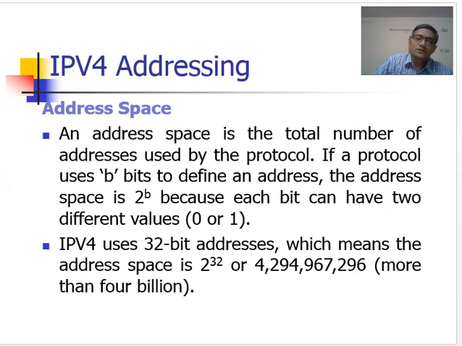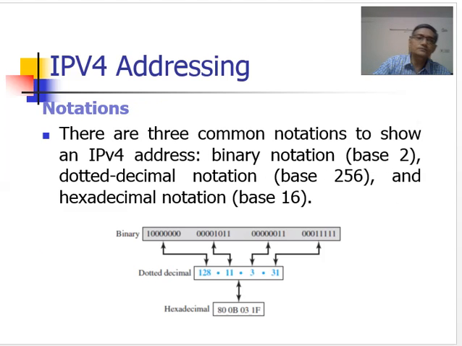Since IP version 4 uses a 32-bit address, the total address space we have is 2 power 32, which comes to around 4 billion. So 4 billion addresses are possible in the IPv4 addressing scheme.